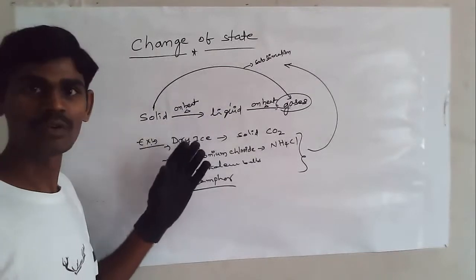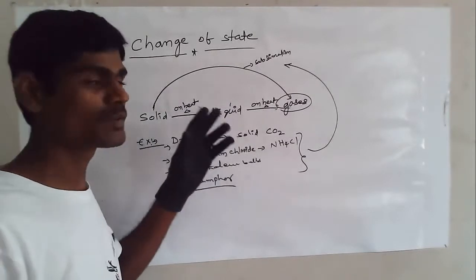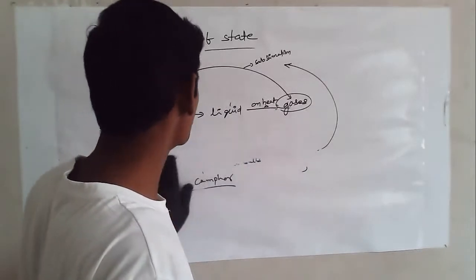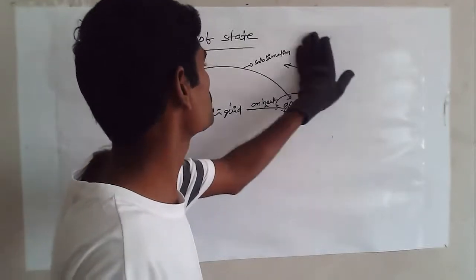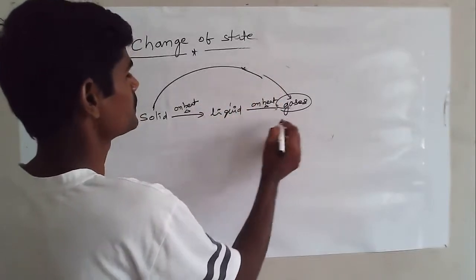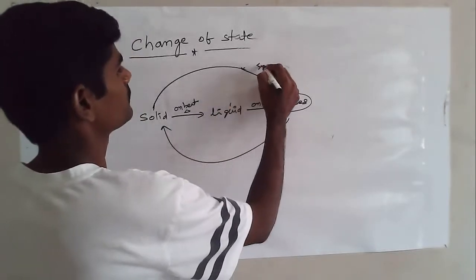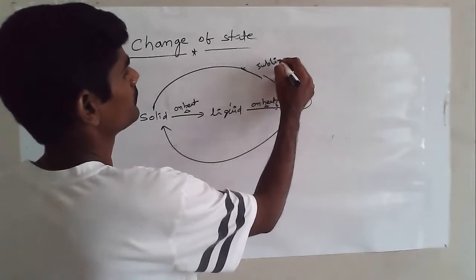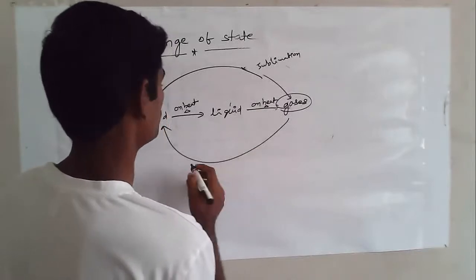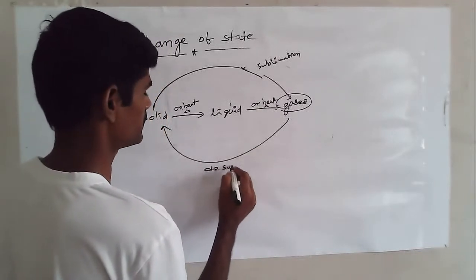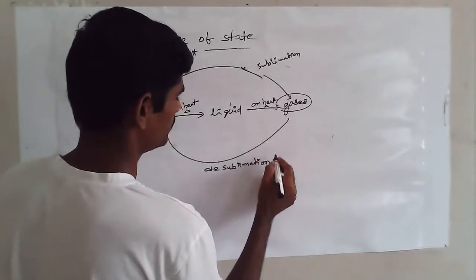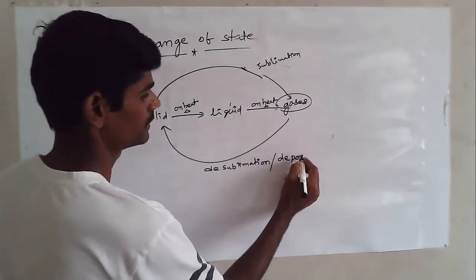Let's discuss desublimation. Desublimation is the reverse process of sublimation. In the desublimation or deposition process, we observe gaseous particles directly converting into solid state. The above process is sublimation. The below one is desublimation, or deposition.